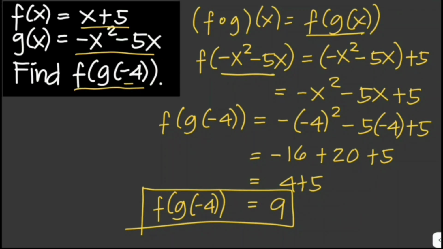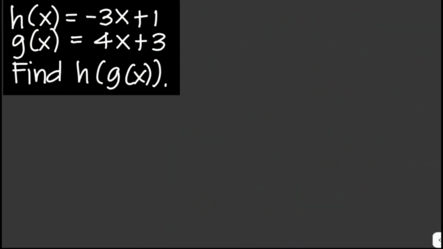Let's solve another problem here. So we're given two functions here, h of x and g of x, where h of x is equal to negative 3x plus 1 and g of x is equal to 4x plus 3. Then we find h of g of x. So that is h of g of x.